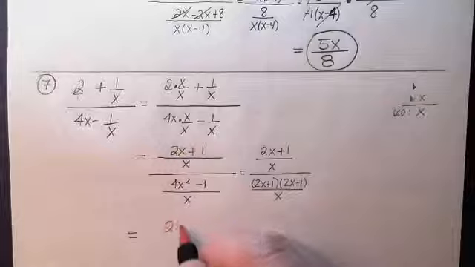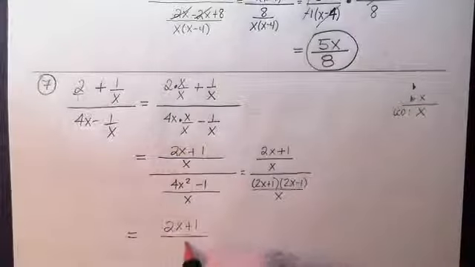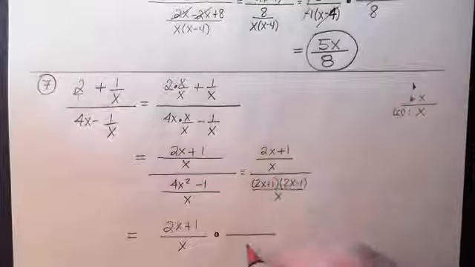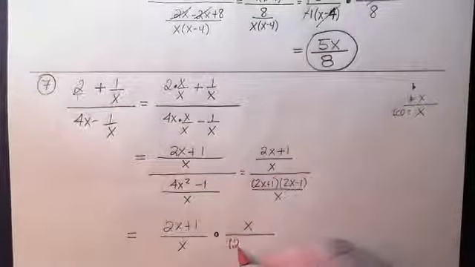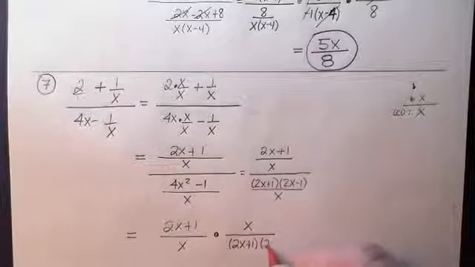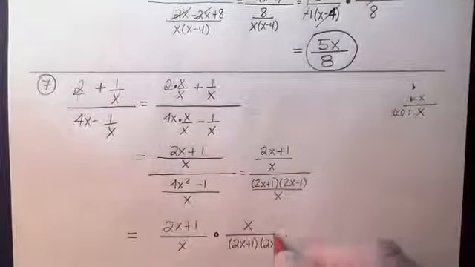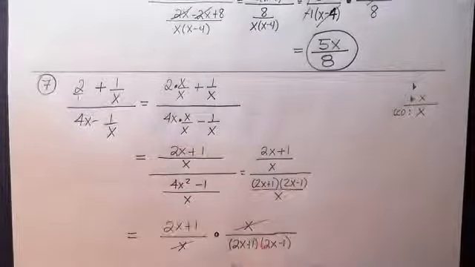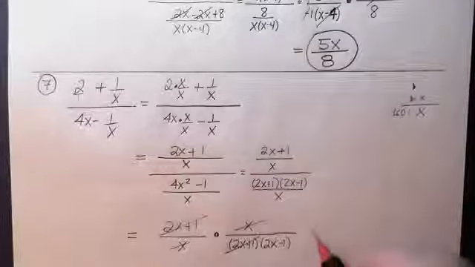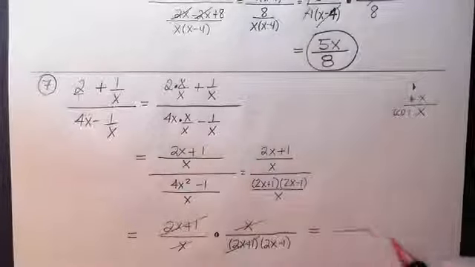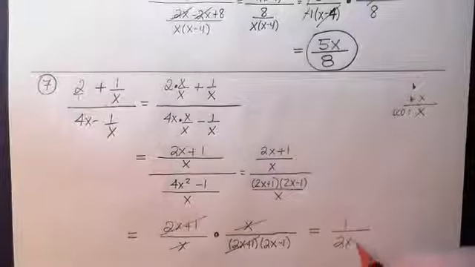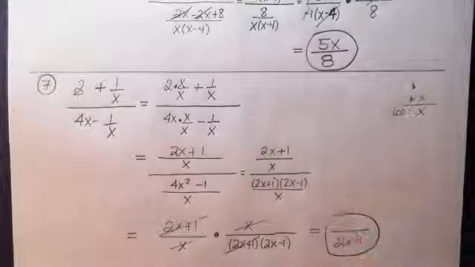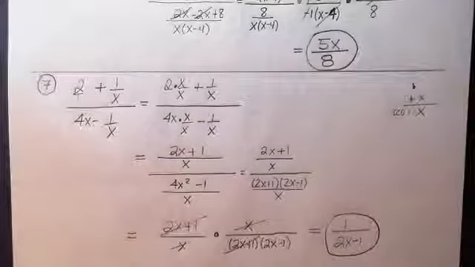So we're going to copy the first term, which is 2x plus 1 over x. I'm going to change it to times. I'm going to flip the second fraction here, or the bottom fraction. So this would be x over 2x plus 1, times 2x minus 1. Now, let's cancel. So the x goes away. 2x plus 1 goes away. So my final answer will be 1 over 2x minus 1. And that's going to be my answer.